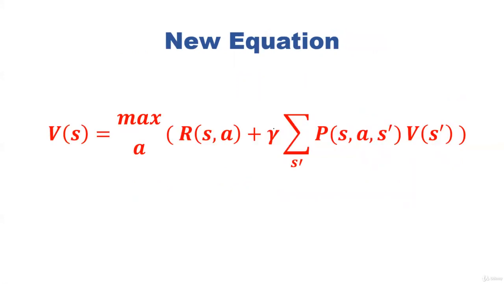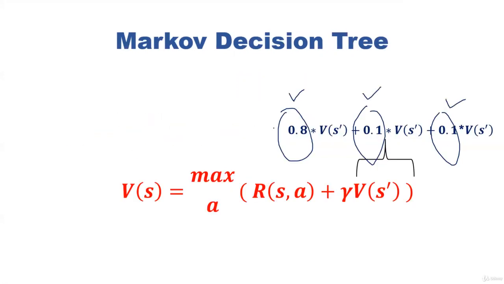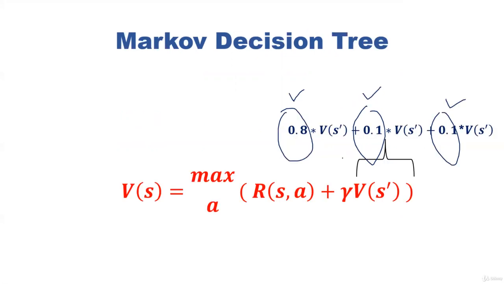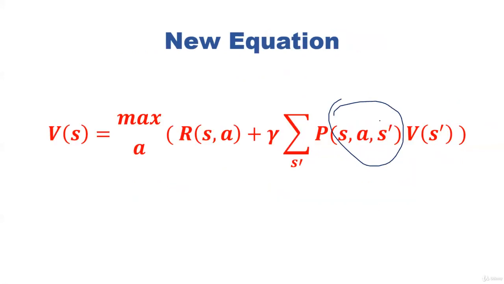The equation will change to a summation of probabilities, 0.8, 0.1, and 0.1, multiplied by different values of V. You can see over here, this is V1, this is V2, and this is V3. So you can directly write it as V of s prime, a summation where S is the state and A is the action, which will change as per your requirement.